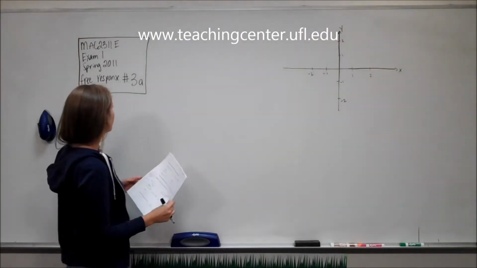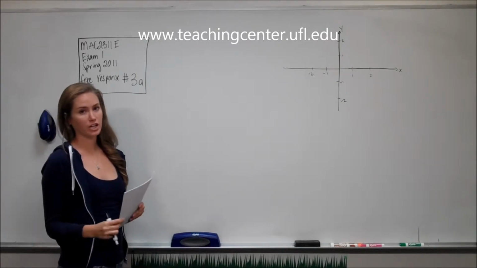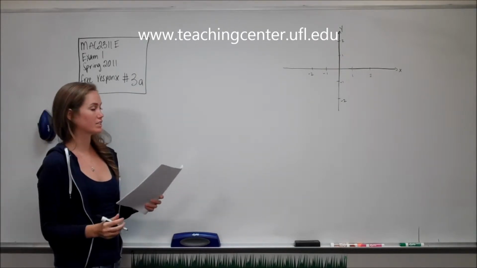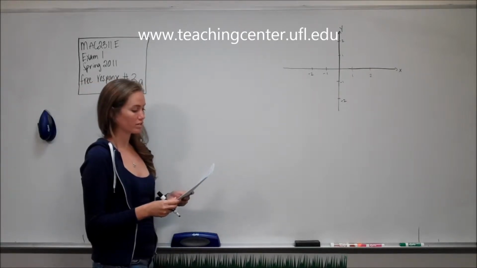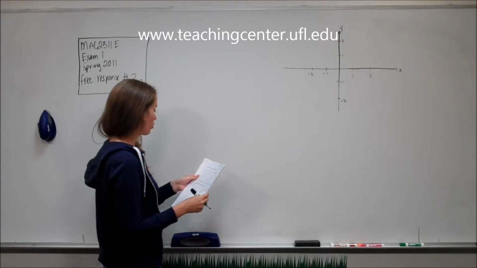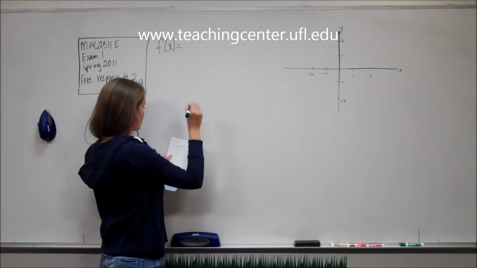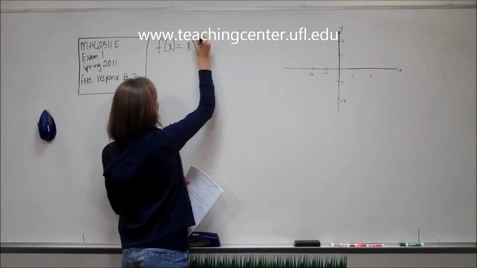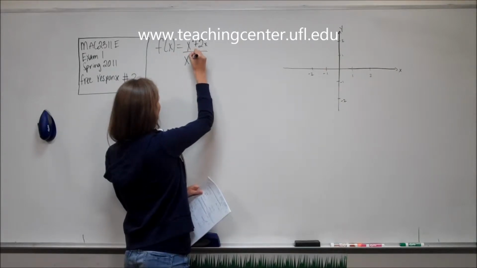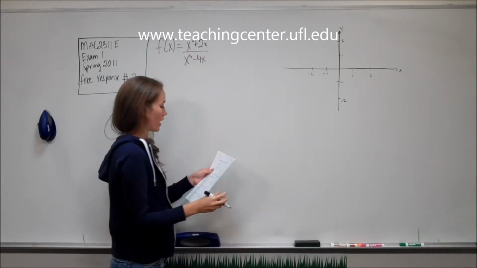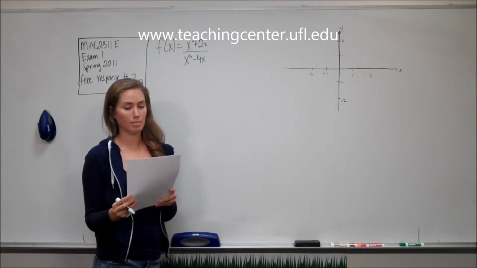Hi, today we are doing the free response problem number 3A for MAC 2311 Engineering from the Spring 2011 Exam 1. Number 3 asks us to examine the function below and supply the requested information. Our function is f of x equals (x squared plus 2x) over (x cubed minus 4x). We're going to have to sketch the graph, and we're also going to have to find some limits.